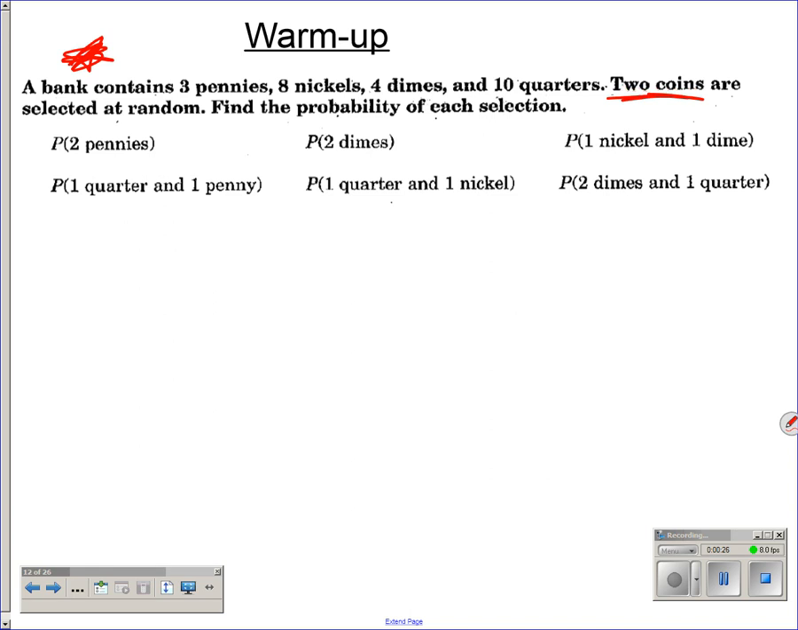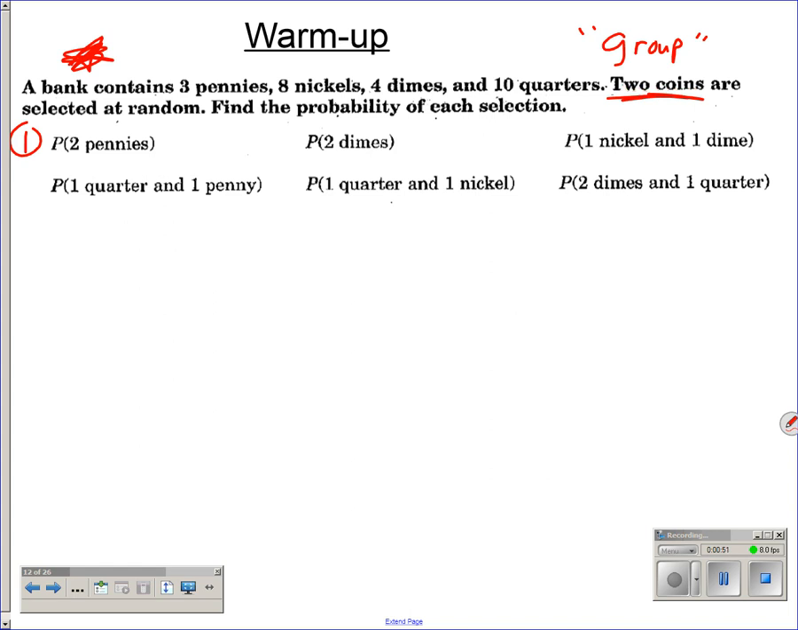Okay. So we've got two coins that are selected at random. Now this is different than what we're going to see today because they're taken out all at once. They're taken out in a group. These two coins are taken out at once. So it says find the probability of each selection. In number 1, it says the probability that we put our hand down this bag and take out two coins, that those two coins are pennies.